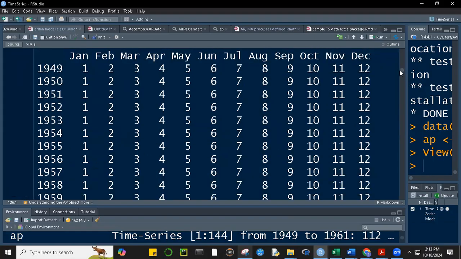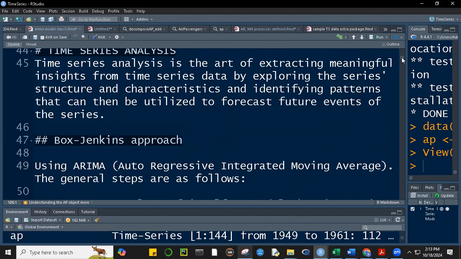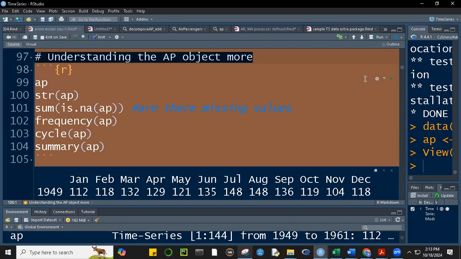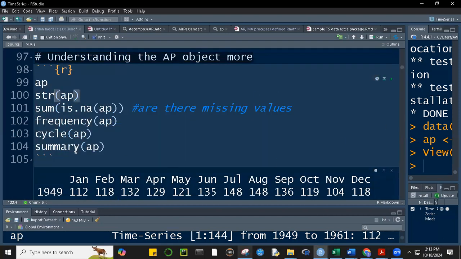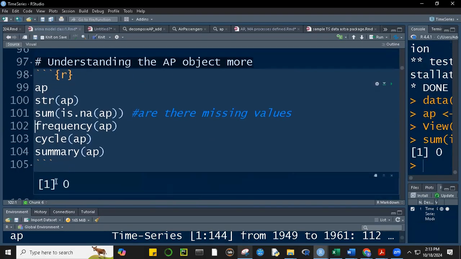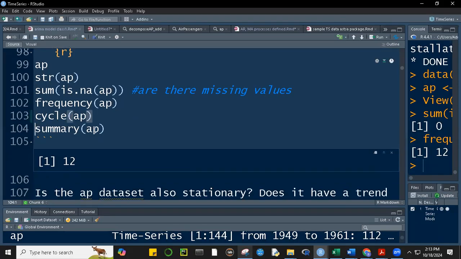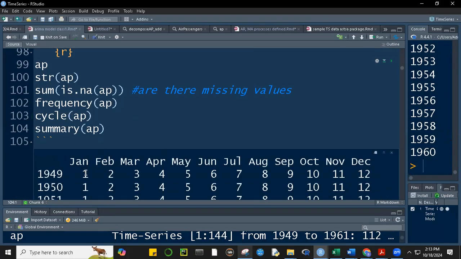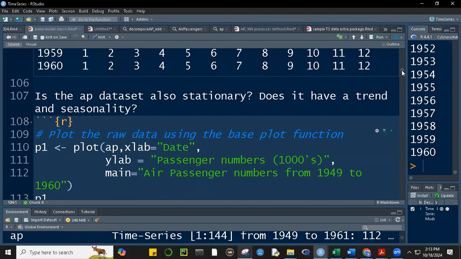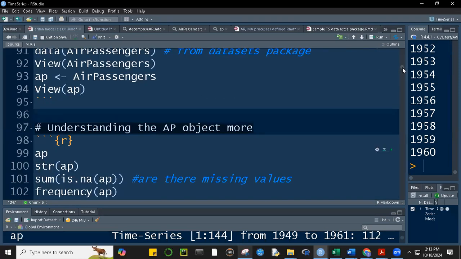If you run those, class, first it will print AP, and then the structure, and then the sum. Is there a missing value? There is no missing value. Then let's look at the frequency. Okay, 12, which means this is monthly. And then the cycle, class, let's look at the cycle. Its cycle goes from January 1 to December 12, then 1951 again, 1 up to 12. So that's a cycle. This is monthly data. That is what the cycle means.